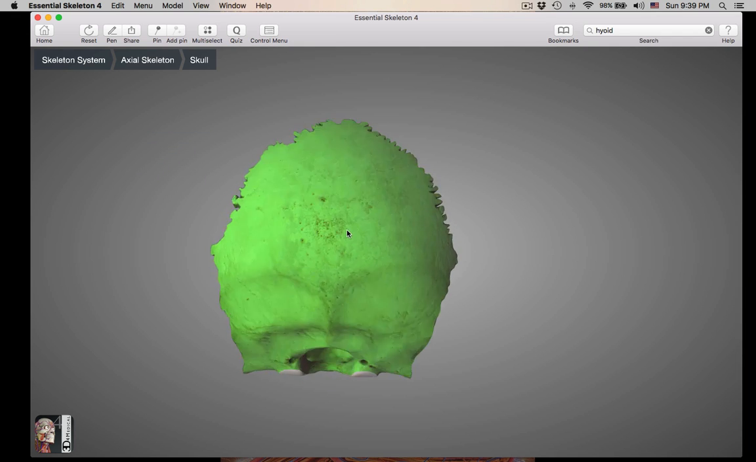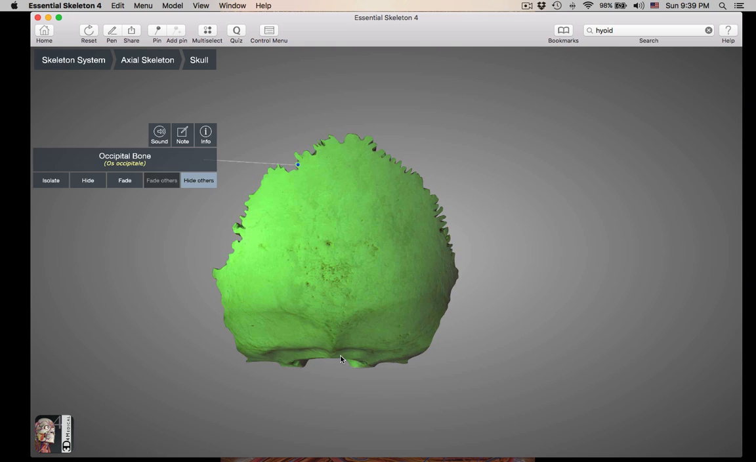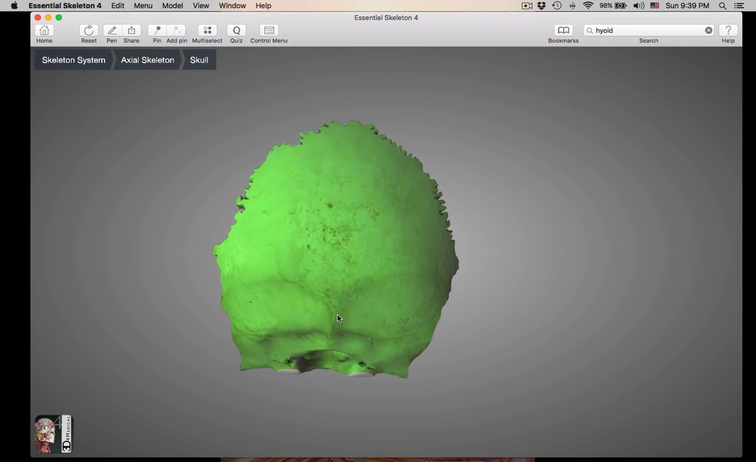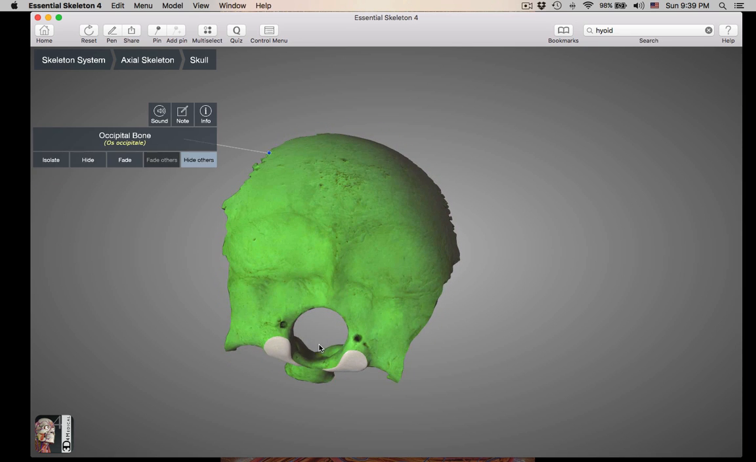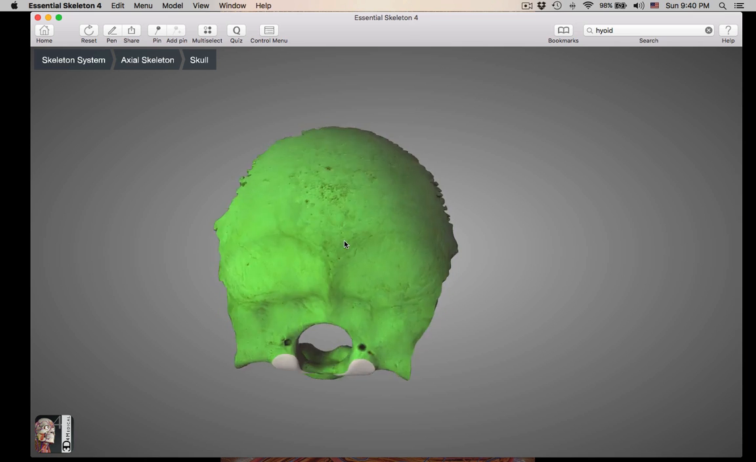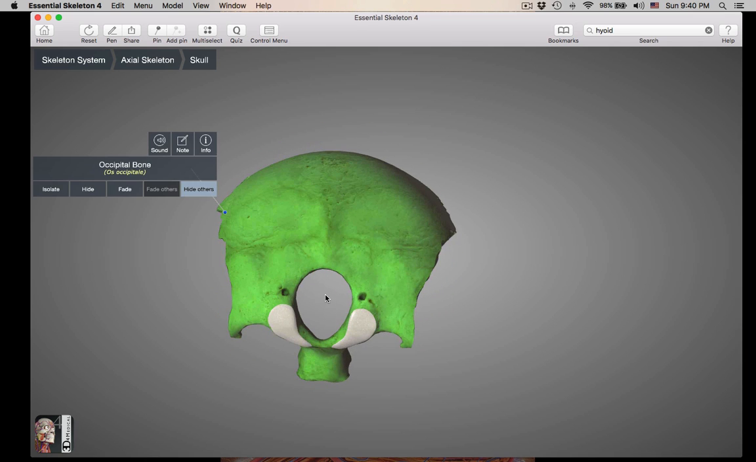And this foramen magnum is right at the base of the skull. This is where the brainstem sits right up in here, and the spinal cord is basically a continuation of the brainstem. Once it goes through this foramen magnum, it is now the spinal cord. So very important hole there.